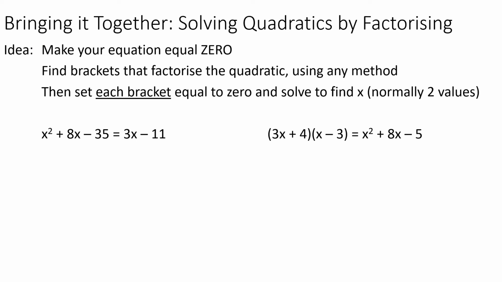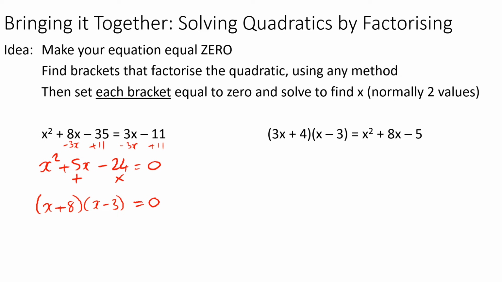So for our first one, what we need to do is just rearrange to put everything on the left-hand side. So we are going to subtract 3x from both sides, and we are going to add 11 to both sides, and that will give us x squared plus 5x minus 24 equals 0. And then that's a simple add to 5, multiply to minus 24 situation because we've just got a single x squared, which would be 8 and minus 3. I think we had those on the previous page actually. And we'll end up with x is minus 8 and x is 3.